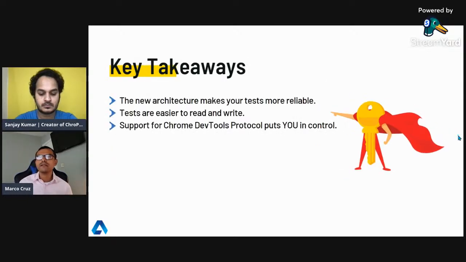So some of the key takeaways here are that the new architecture is going to make your tests more reliable, as we talked about. They're going to be more reliable, and you're going to see a smoother execution of your tests. And tests are going to be easier to read and write. In some instances, like I showed you, with that Duration object, you're setting implicit, explicit waits and things like that. You're going to notice that things are going to be easier to read and write.